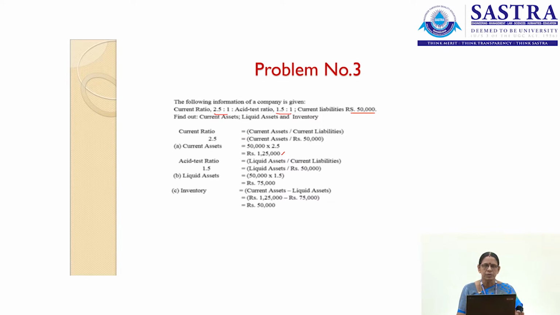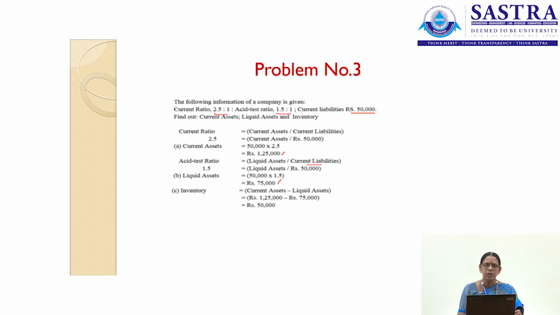Acid test ratio, otherwise a liquid ratio. Liquid assets divided by current liabilities. As we already said, we take current liabilities also in the denominator instead of quick liabilities. Quick assets divided by 50,000. This 50,000 is given in the problem. Now 1.5 is equal to liquid assets divided by 50,000. What is your liquid assets now? Bring this 50,000 to the LHS, 50,000 into 1.5. So that will be 75,000. Liquid assets is 75,000.